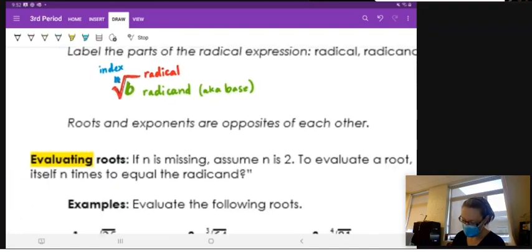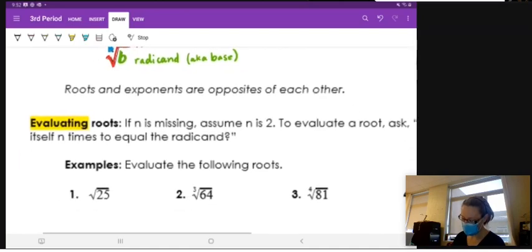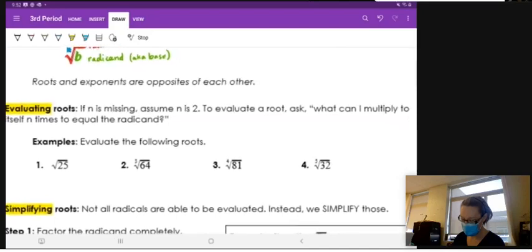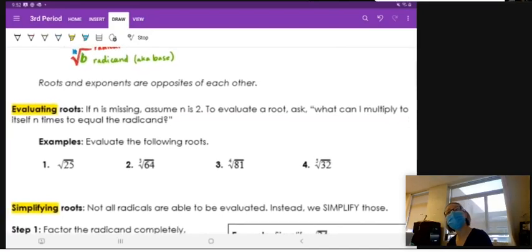Let's talk about how to evaluate a root. And this will seem kind of similar to what we talk about with exponents. I'm going to scroll out a little bit, so it might be kind of hard to read on the screen, but you can look at your paper. Evaluating roots requires us to ask, what can I multiply to itself n times to equal the radicand?